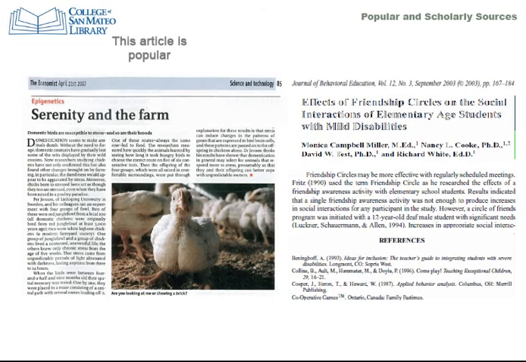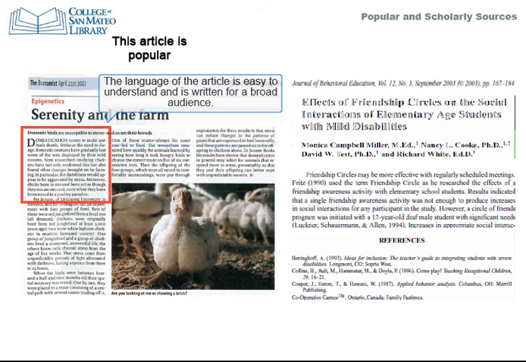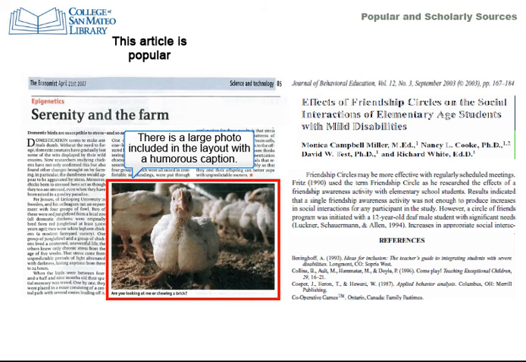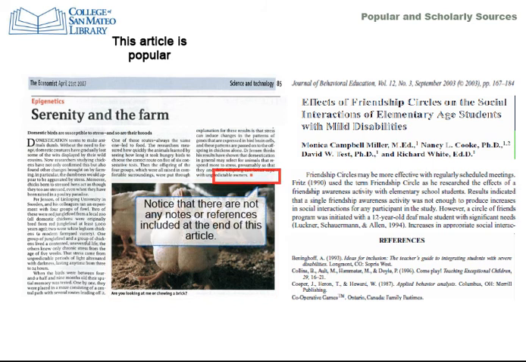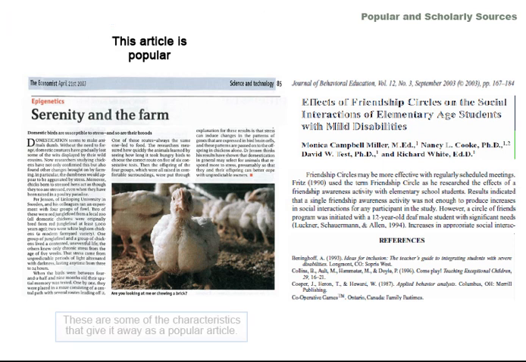The article on the left is popular. You can see in the upper left that this article is from a magazine called The Economist. The Economist is a popular magazine that can be purchased at regular newsstands or bookshops. The language that this article is written in is generally easy to understand and is written for a broad audience. There's a large photo included in the layout of this article, and it includes a humorous caption. Also notice that there aren't any notes or references included at the end of this article. These are some of the characteristics that give it away as a popular article.